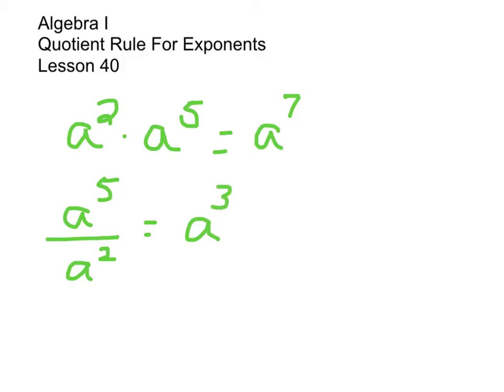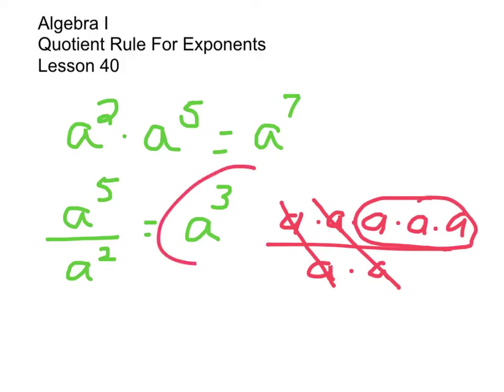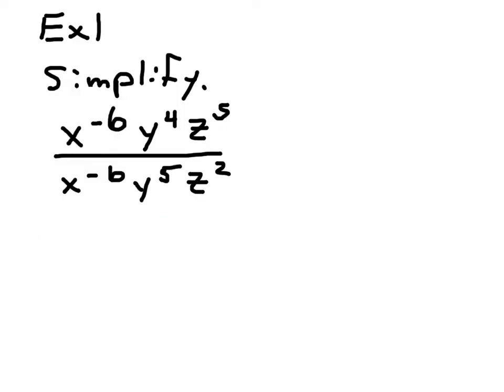Now that should make pretty good sense, because think of a to the fifth as a times a 5 times, right? Over a squared would be a times a. So I can cancel out one pair of a's, another pair, and all I have left is 3 of them, and that's how you get your a cubed, and that's how you get the rule for dividing exponents. Now let's take a look at example 1.